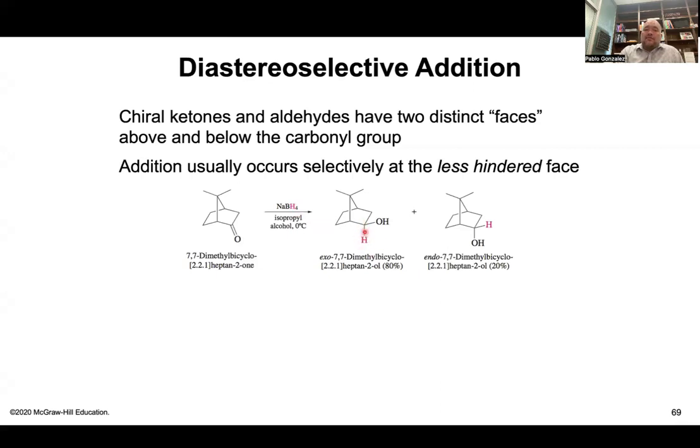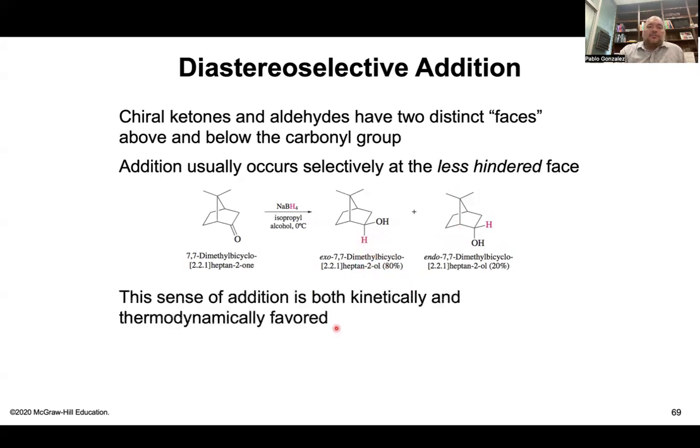And that hydride can attack from the bottom or from the top. As you may see in here, there's a lot of hindrance at the top, so it's going to be harder for them to attack from the top than from the bottom. And the yield, 80% is this product, 20% is this one, because it's easier for them to attack from the bottom. It's less hindered.